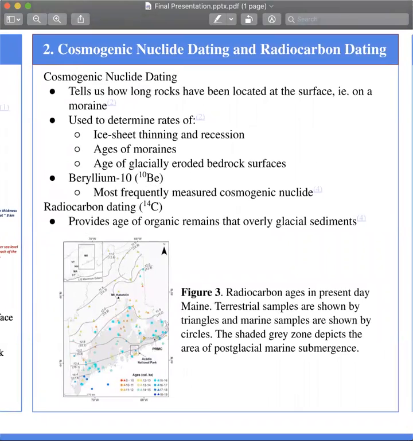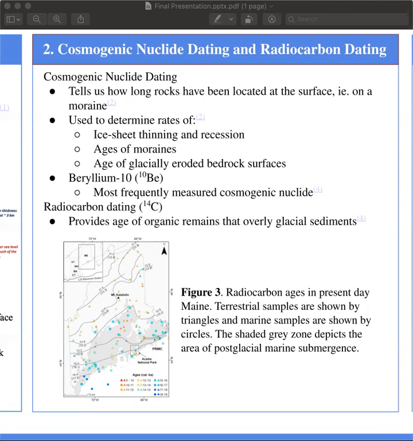Cosmogenic nuclide dating uses the interactions between cosmic rays and nuclides in glacially transported boulders or glacially eroded bedrock to provide age estimates for rock exposure at the Earth's surface. It tells us how long the rocks have been located at the surface, for example, on a moraine. It can also be used to determine rates of ice sheet thinning and recession, the ages of moraines, and the age of glacially eroded bedrock surfaces. For glaciation, the most common application of cosmogenic nuclide dating is to date the exposure age of glacially transported rocks. Beryllium-10 is the most frequently measured cosmogenic nuclide.